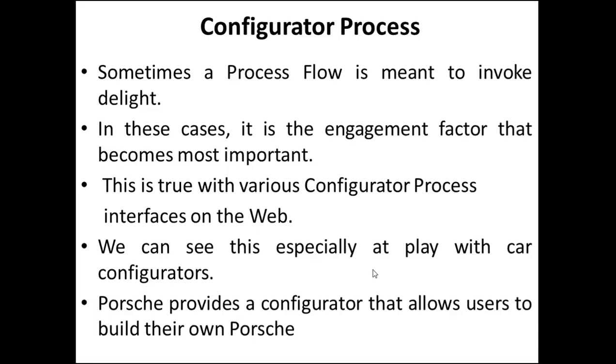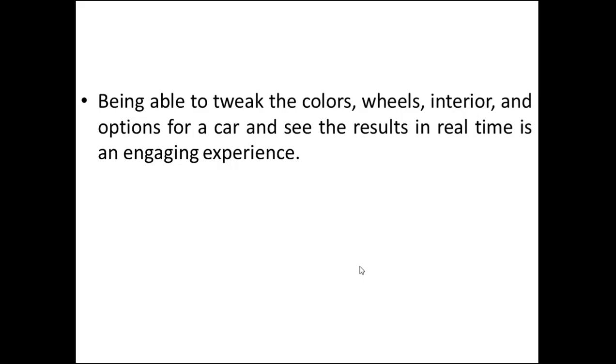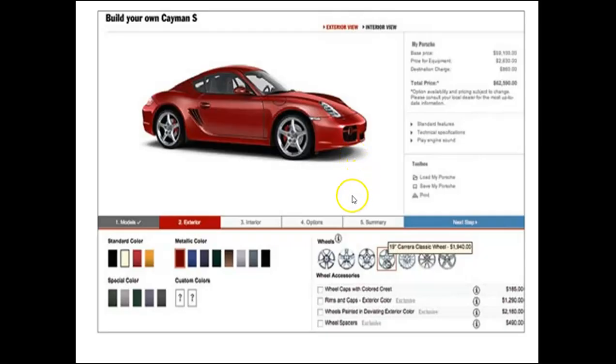Configurator process. Sometimes a process flow is meant to invoke delight. In this case, it is the engagement factor that becomes most important. This is true with various configurator process interfaces on the web. We can see this especially at play with car configurators. Ford gives a configurator that allows users to build their own Ford. Being able to tweak the colors, wheels, interior and options for the car and see the result in real time is an engaging experience. In this example, the user can select the wheels, the wheel accessories, and the colors.